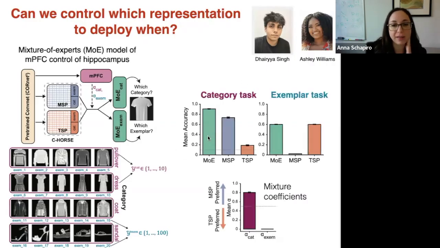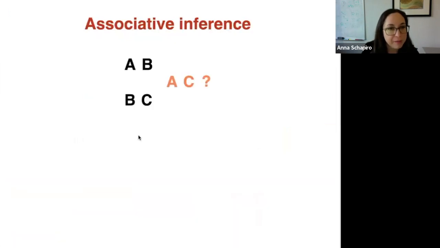And we find that, without the mixture of experts learning, we get that double dissociation between the monosynaptic pathway and the trisynaptic pathway on category learning versus exemplar memory. But if you allow there to be this control system that can decide what to deploy at the right moment, it can do very well in both tasks. So we're excited about exploring this more and seeing if it can explain some of the human findings on MPFC hippocampal interactions and some of the rodent findings. Okay.